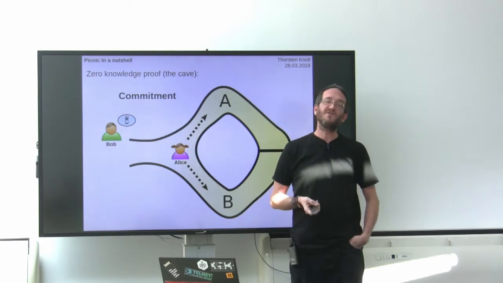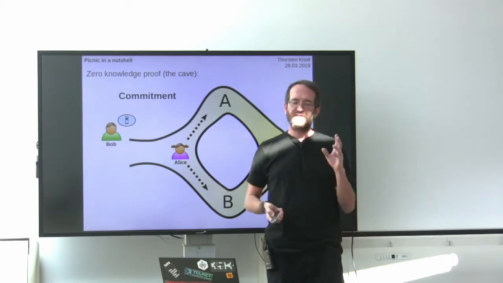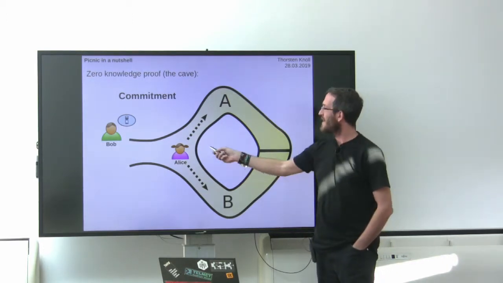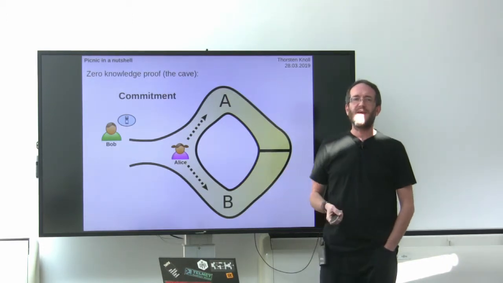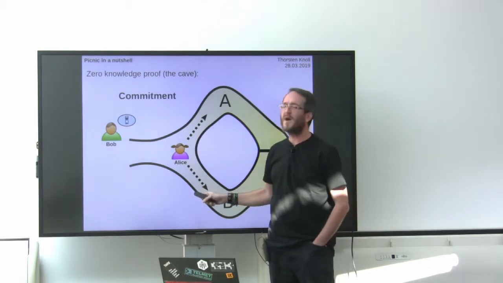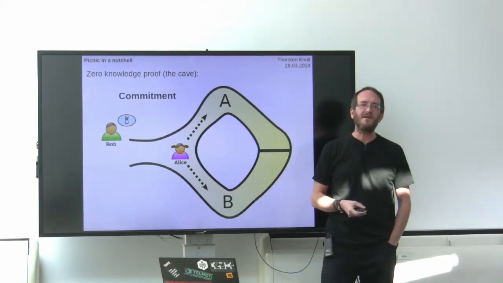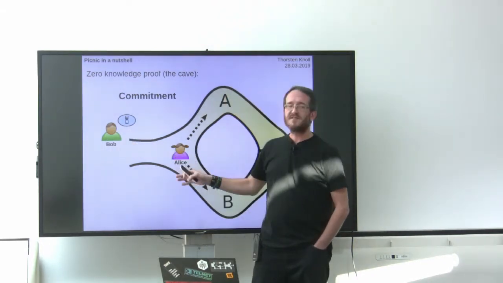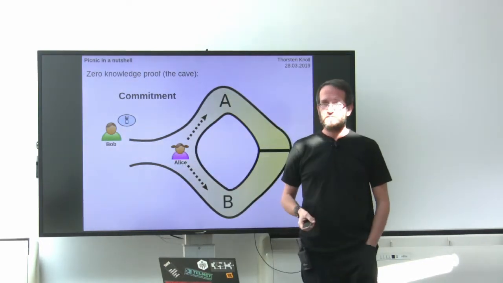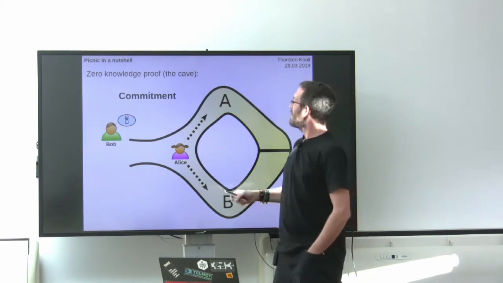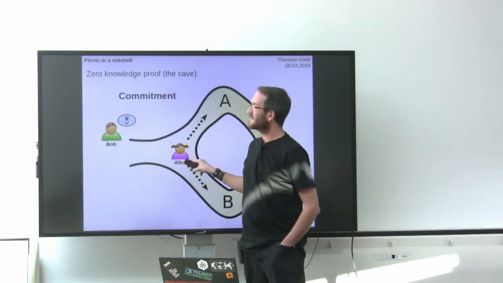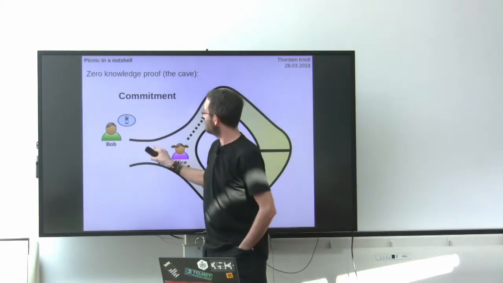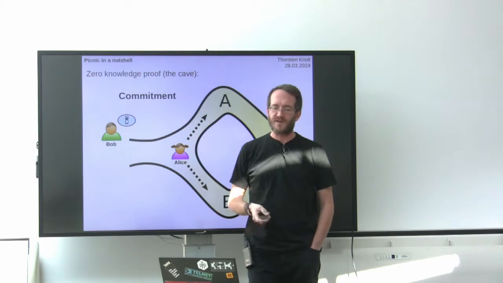And this is the easiest example of a zero knowledge proof. We start with a commitment. We have Alice and we have Bob. Alice goes inside a cave, and inside that cave there are two ways, one up and one down. We call them A and B. And from the outside, Bob sees that Alice is going inside this cave, but he stands outside. He doesn't see where Alice is going. That's the example.